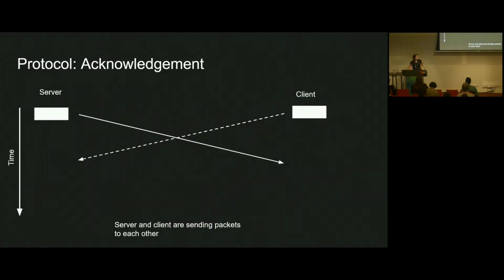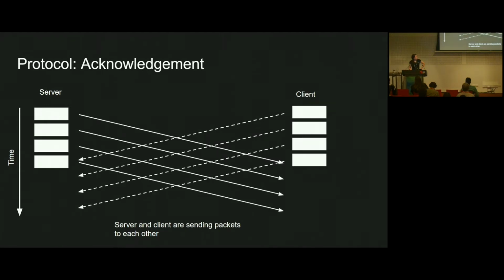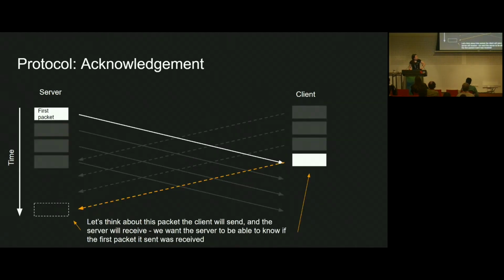And so if you imagine, here's a server and a client. I hope these diagrams make sense. So we've got a server and a client. They're sending packets to one another. And then let's think about this packet right here. So the server sent a packet to the client, and the client is now sending a packet back to the server. We want the server to know if that first packet it sent out was received by the client, right? Because maybe it's really important. Maybe it's like a login message or what have you, and the server might need to resend it if needed.